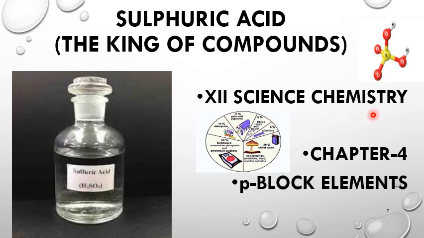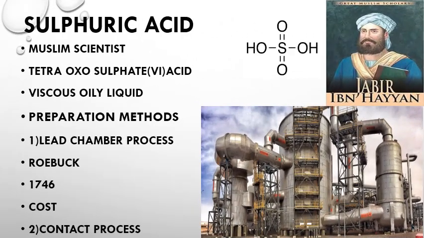This topic has been taken from our chemistry book of Inter Science, chapter number 4, and the name of the chapter is P block elements. Sulfuric acid. Sulfuric acid is a covalent compound with tetrahedral geometry. Sulfuric acid is a diprotic acid because when we dissolve sulfuric acid in an aqueous solution, it gives us two hydrogen ions. That's why it is called a diprotic acid.